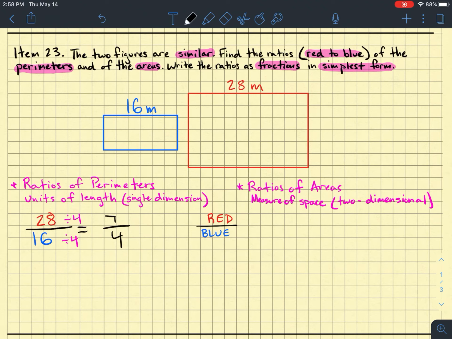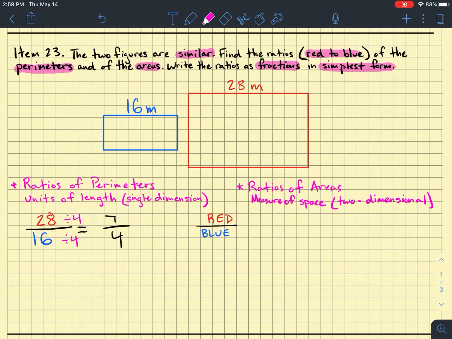It's 7 over 4. Now, when we're talking about areas, so ratios of areas, we're talking about a measure of space. How much space does this rectangle take up? And it takes 2 dimensions. That's why it's a 2-dimensional measurement.